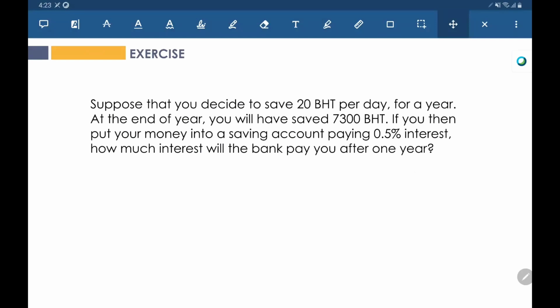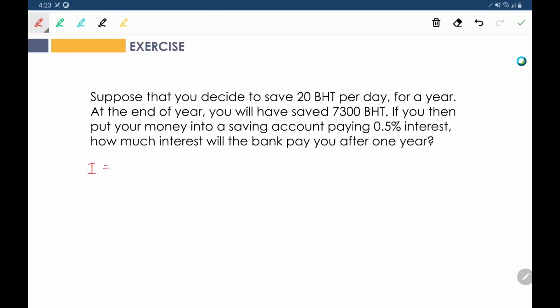Okay, if this is simple interest, you can see that simple interest is principal times interest rate times years. So what is the principal? This amount of money that you save in the bank, this is the principal. How about R? 0.5% is the interest rate. And you have to change 0.5% to decimal form, so you get 0.005.